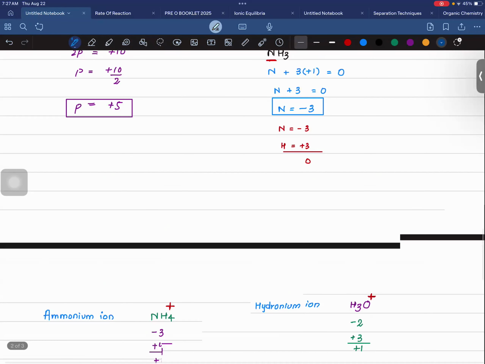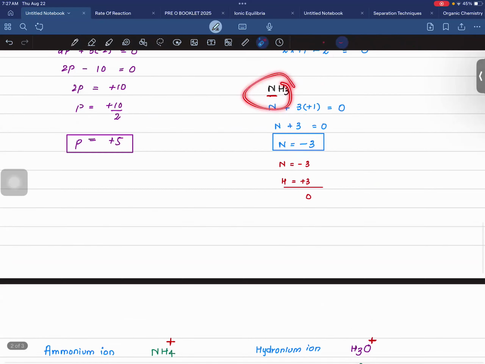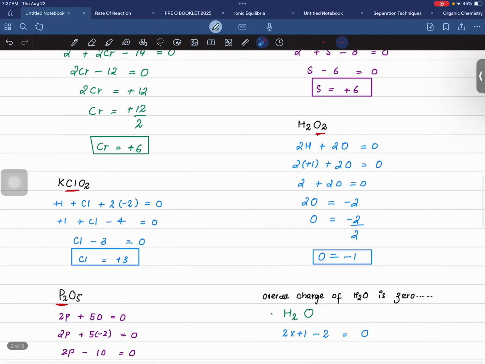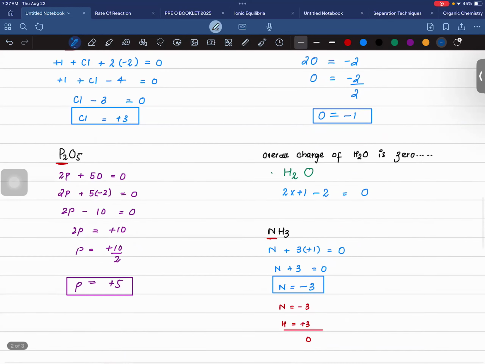But the rest of the compounds, if you can see, this is ammonia, and this is P2O5, this is water, this is H2O2, KCl, all have no charge, all are neutral. Why? Because when you put the charges in that compound, the overall charges are cancelled by each other. As a result, it gives you 0. That's why there is no charge on these compounds.